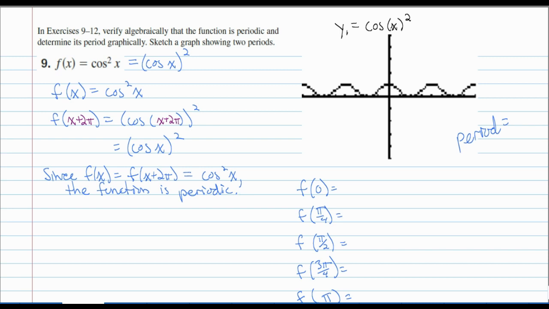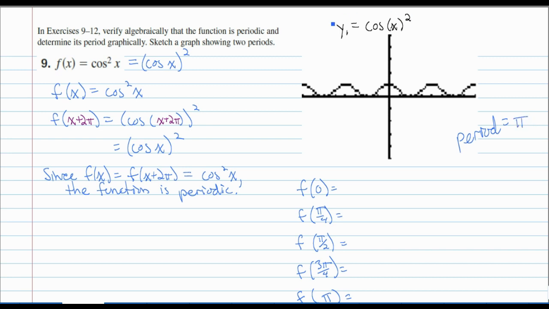Now I wanted to show you a little bit more in detail how you would go about sketching this graph. Let's say you didn't have a calculator, and yes, don't worry, you do have a calculator sitting in front of you, no problem. As we can see from the graph, the period of cosine squared of x is pi.